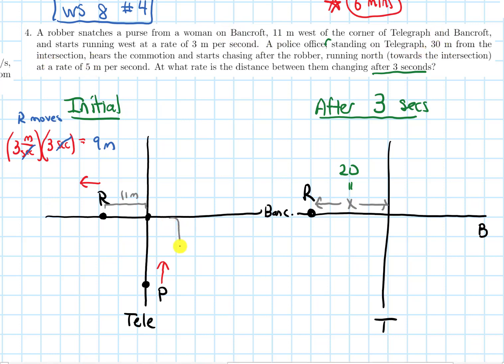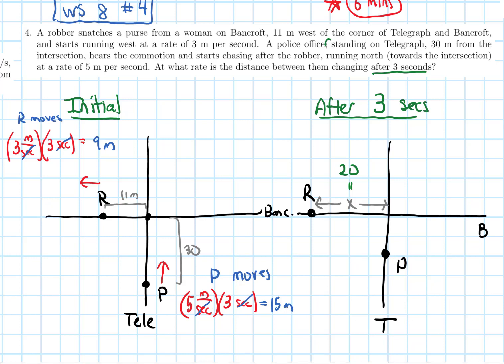So initially this distance was 30, and how far does the police officer move? Well, they're running at 5 meters per second, and we multiply that by the 3 seconds, by the time. So the seconds will cancel, and this gives me 15 meters. So that's how much P moves. So that distance used to be 30, and they move 15. We'll do 30 minus 15. So the police officer is closer. I'll move this P here.